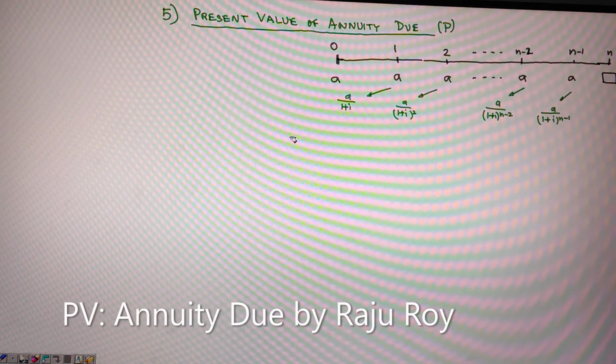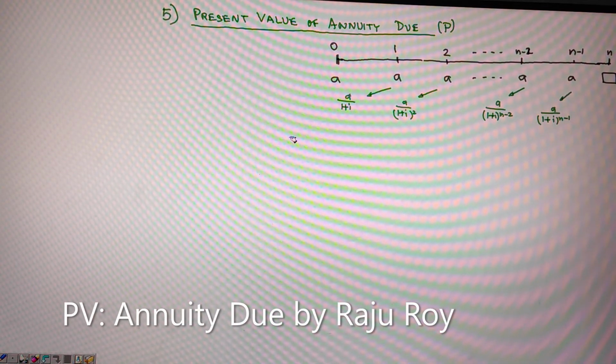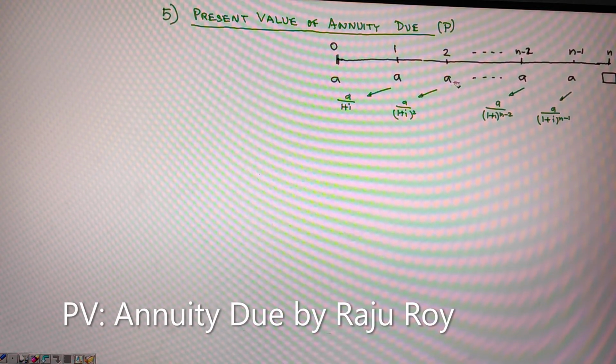Okay, so this is the fifth class, on present value of annuity due. We have discussed in the previous class the present value of an ordinary annuity, or immediate annuity. Here I have already explained present value, but let me recap it again.